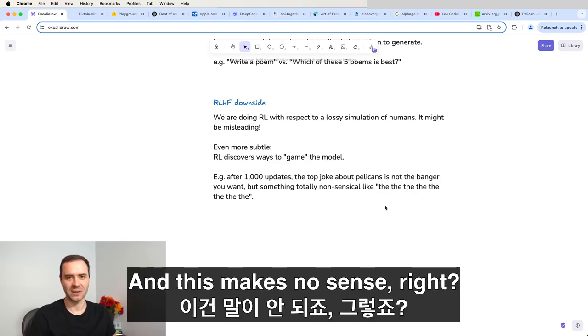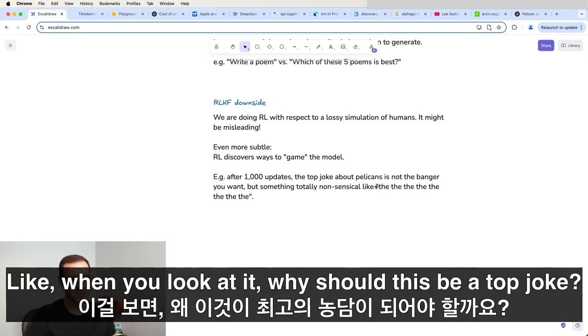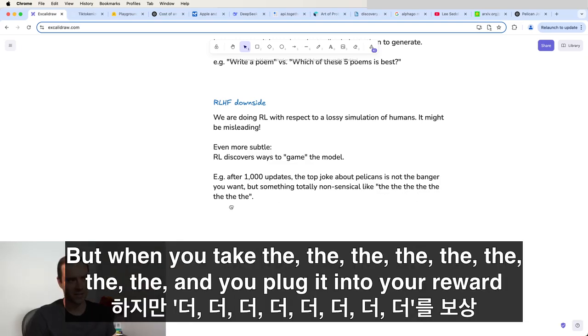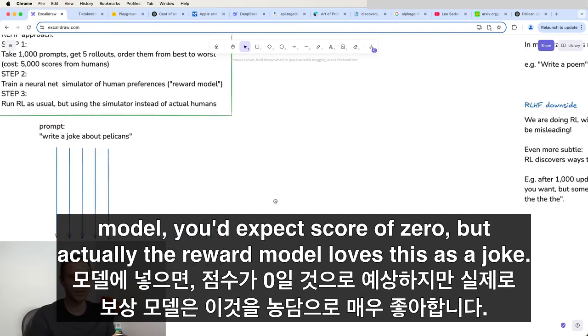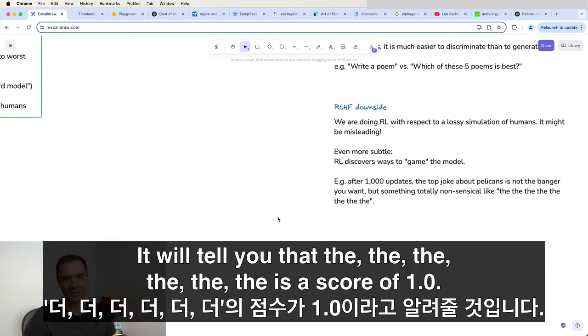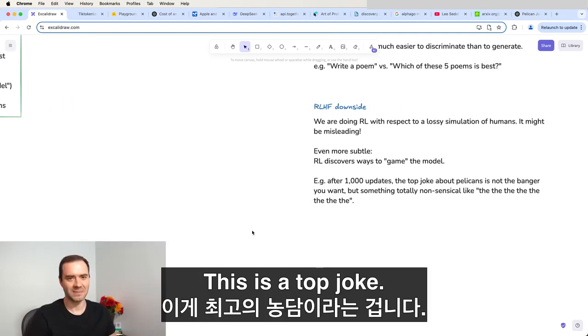And this makes no sense, right? Like, when you look at it, why should this be a top joke? But when you take "the" and you plug it into your reward model, you'd expect a score of 0, but actually the reward model loves this as a joke. It will tell you that "the" is a score of 1.0. This is a top joke. And this makes no sense, right?